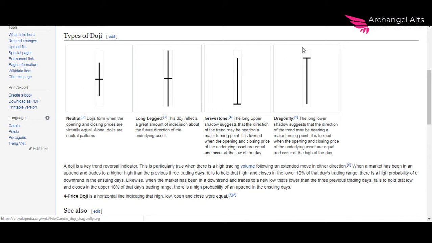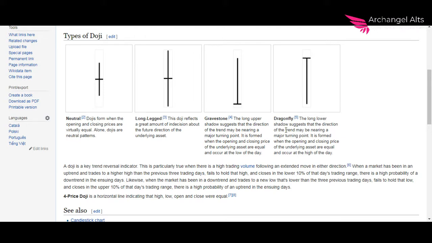So I'm almost looking at this like I'm reading hieroglyphics and I understand them. I look at this and I'm like, oh yeah, I know what that means because I've seen it so much. Gravestone. The long upper shadow suggests that the direction of the trend may be nearing a major turning point. It is formed when the opening and closing price of the underlying asset are equal and occur at the low of the day. Okay, yes and no. We might not be talking about the low of the day. We might be talking about the low of a minute, 5 minutes, 15 minutes. Maybe a day. Yeah, I mean, if you're extreme long term, sure.